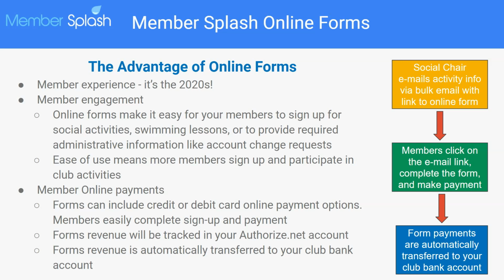So in the example on the right-hand side in the colored boxes, your social chair may choose to email everyone at the club using the bulk email integration that we provide at MemberSplash, and in that email chooses to include a link to one of your online forms. Members can click on the link in the email, go straight to the page where the form is, complete the form, and make a payment. Again, those form payments are automatically going to be transferred into your club bank account, and your social chair is going to receive a complete RSVP list of everyone who signed up to attend the event. Perfect for planning purposes and perfect for your club's bank account as well.